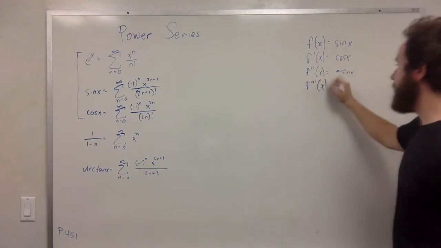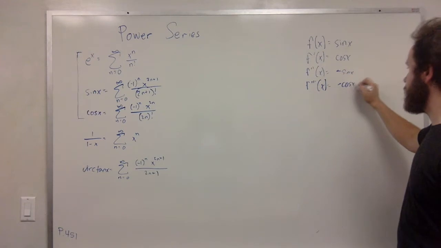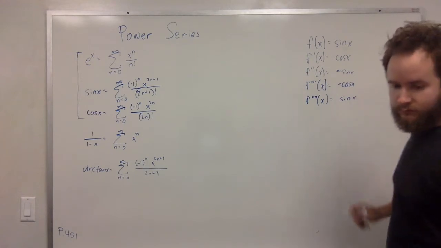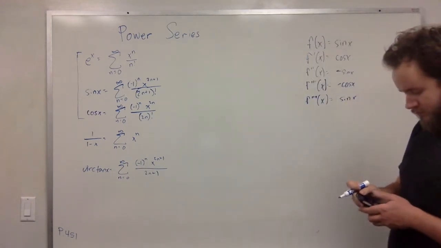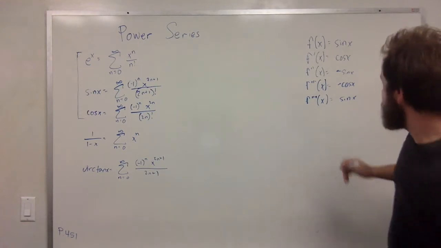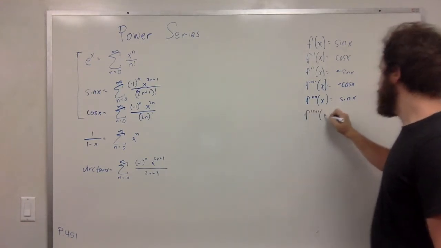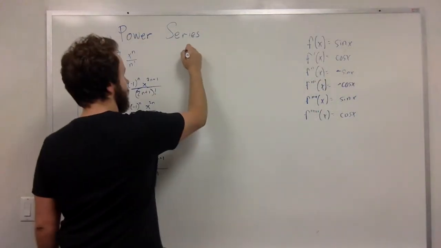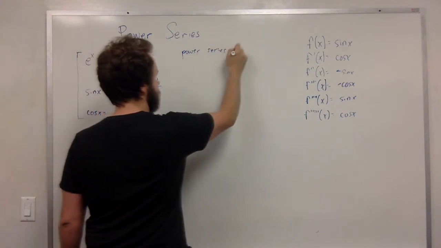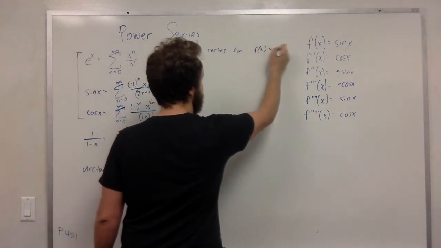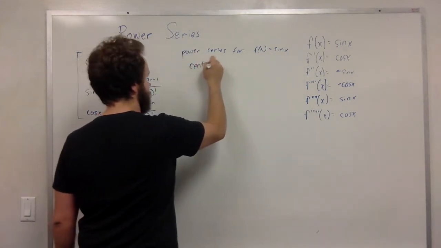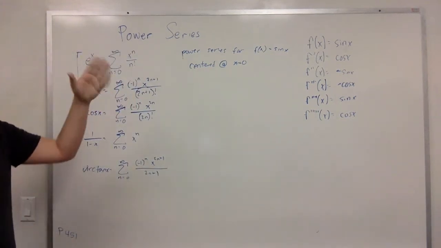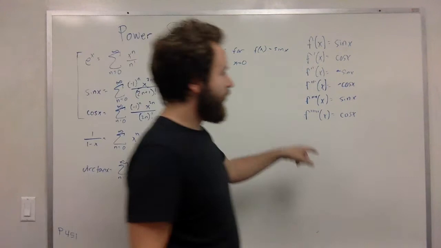We're trying to find a power series representation for sine of x. Fifth derivative would be cosine. We're going to find the power series for f of x equals sine of x, centered at x equals 0. So what that means is, once we take those first however many derivatives we'd like, we're going to plug in 0 into all these derivatives and figure out what we get.